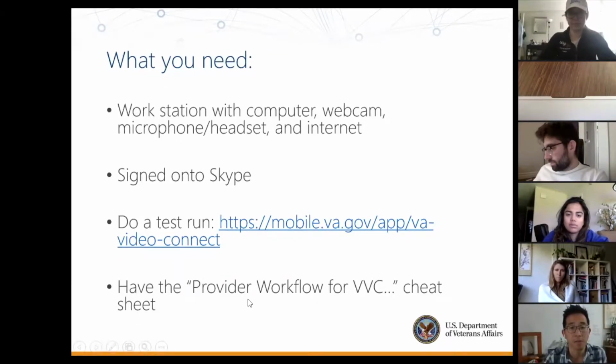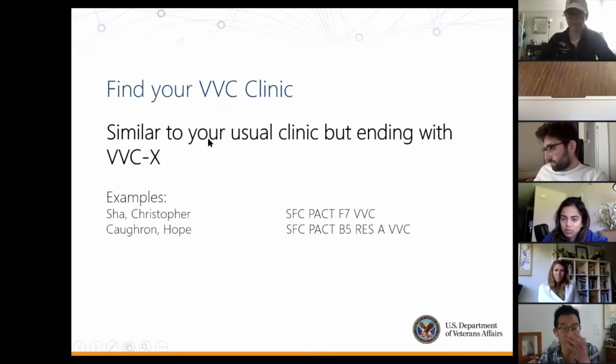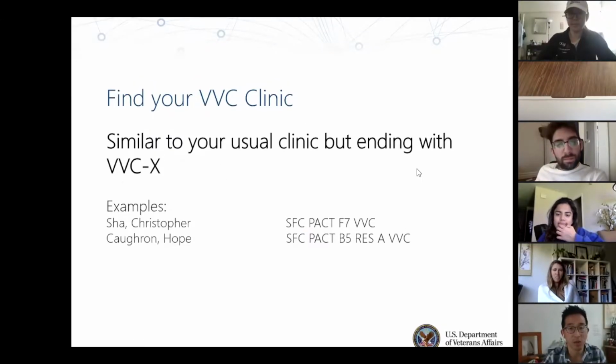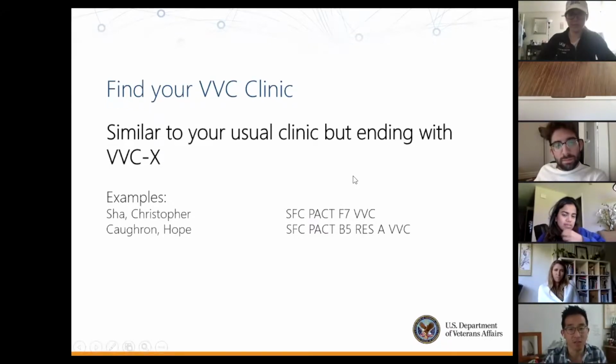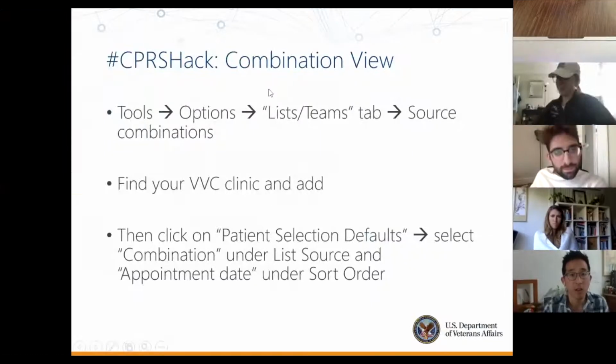So have that out. Your clinic, how do you find it? It is just your clinic name plus VVC. So it is going to be SFC packed F7 VVC for me. There's a space between that. Hope's would be SFC packed B5 res A space VVC. Josh's would be res B space VVC. Pretty self-explanatory. You want to add this to your list teams.